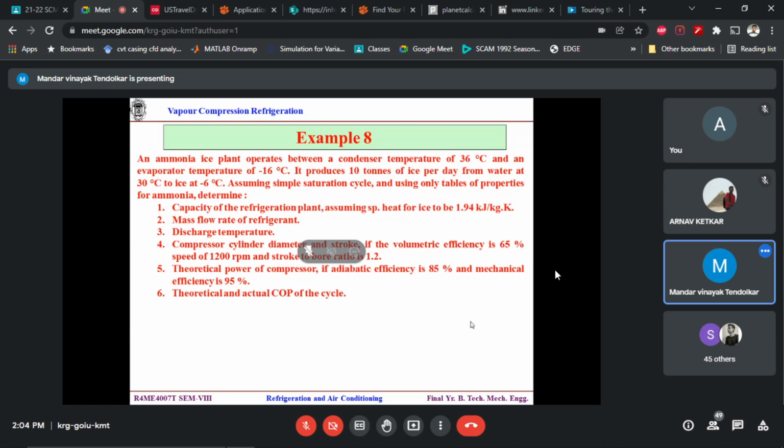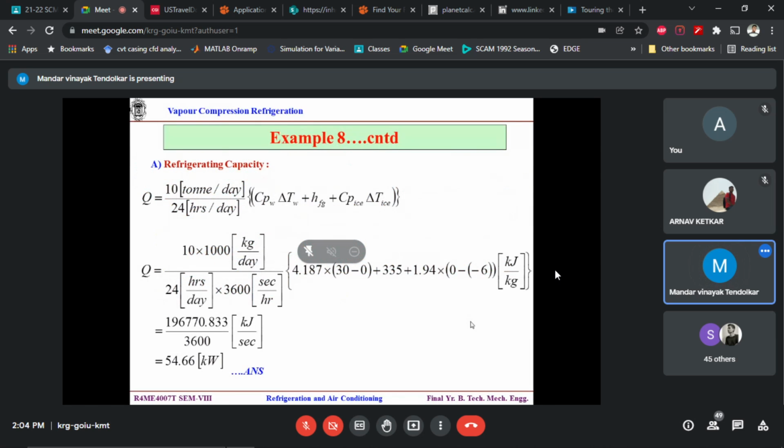No, sir. Okay, so now open the ammonia chart. No, not chart, the table, sorry. It is to be solved by a table. So now refrigerating capacity, what is given to me? 10 tons per day. Correct? And that is like 24 hours per day, so I can get it on a per hour basis. Correct? And then 10 tons, so convert it into kg also.